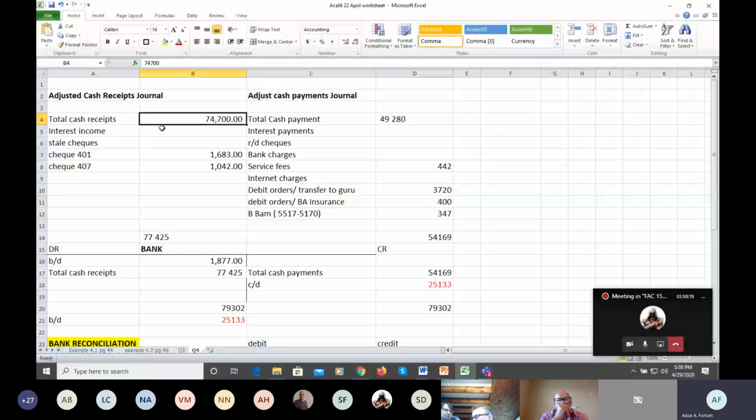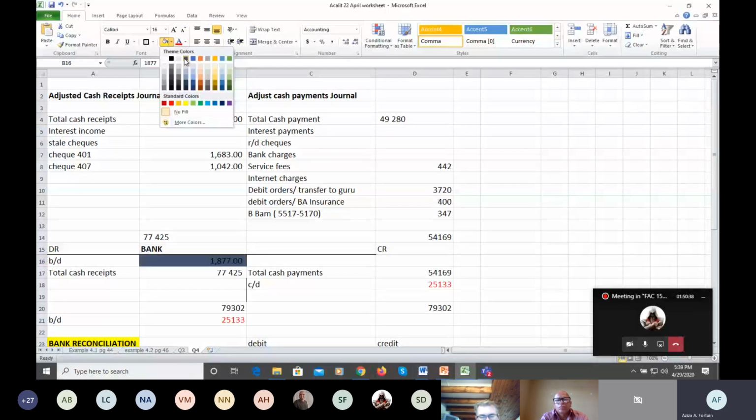Then they told us, on comparing the bank statement with the cash receipts and the cash payments journal, the following were noted. On 1 March 2017, the bank account in the general ledger showed a favorable balance of 1877. So because they showed a favorable balance of 1877, we went and put it on the debit side because debit sides are favorable. Then they said on the 31st of March, the bank statement showed a favorable balance of 18,000. So because they said the bank statement, we're going to put it on our bank recon. Everybody with me so far?